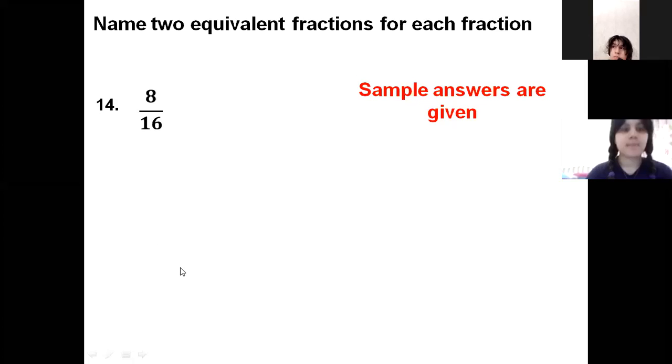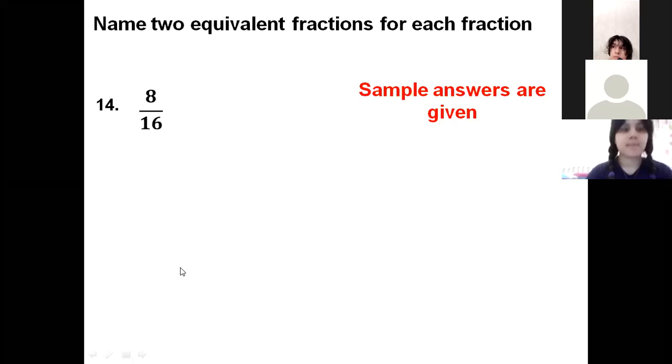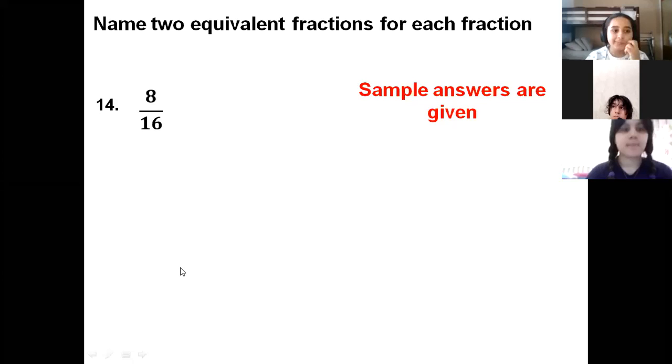Bana al-Jawhari, thank you, Saleh. Bana? Divide it by 2. Excellent, so it will be... What do you think? It will be 4 out of 6. Excellent. 8 divided by 2, 4. 16 divided by 2 is 8. So 4 out of 8, not 6.